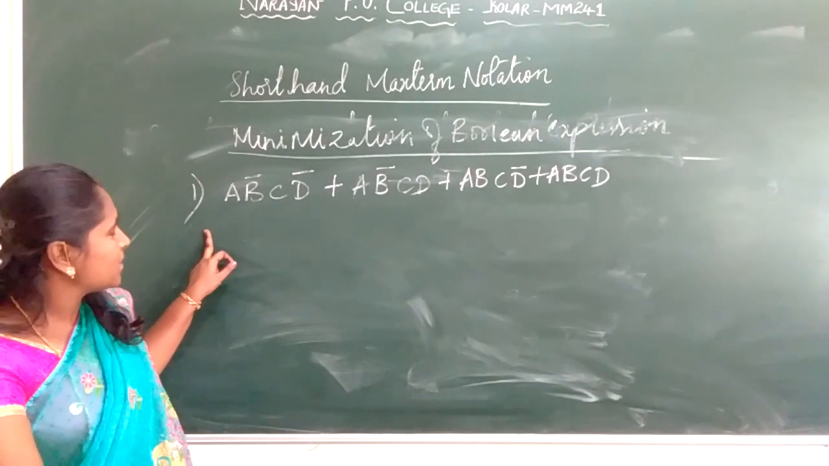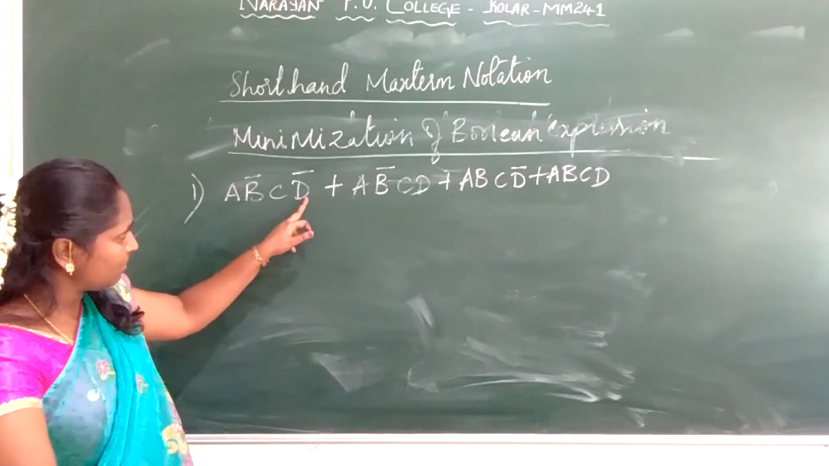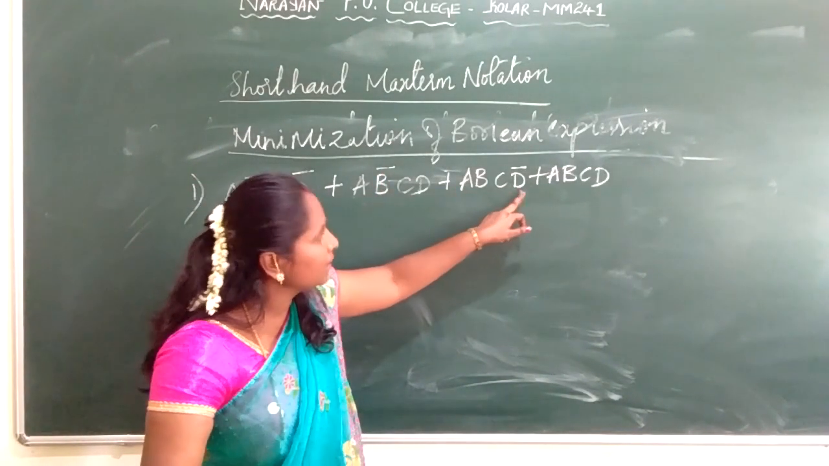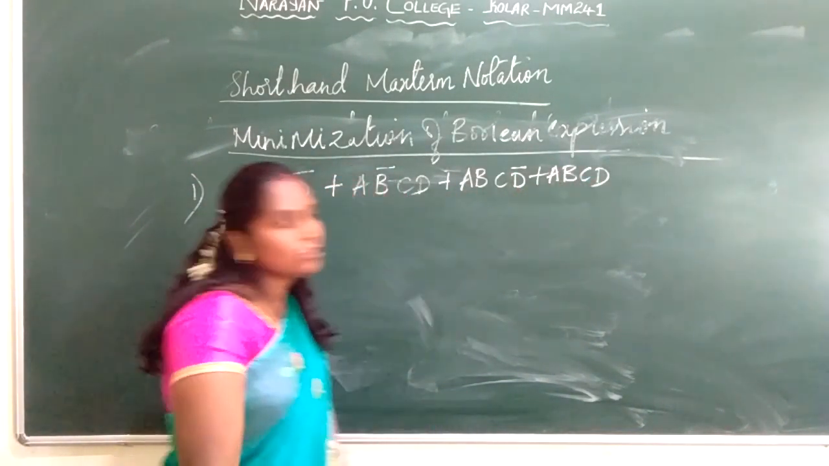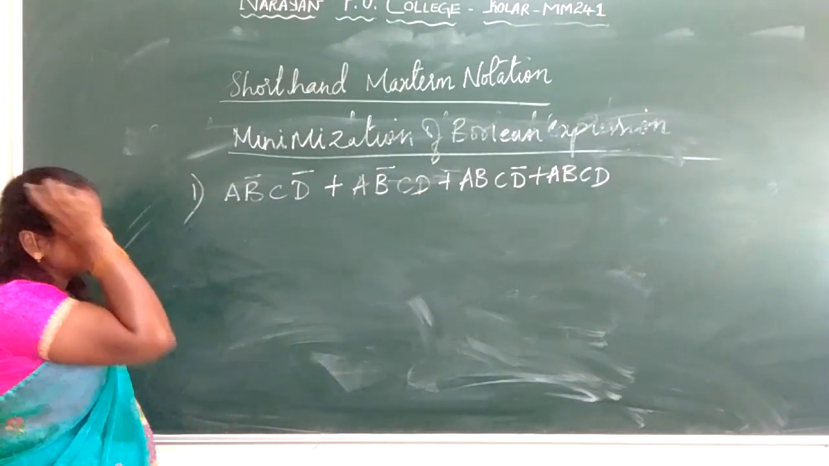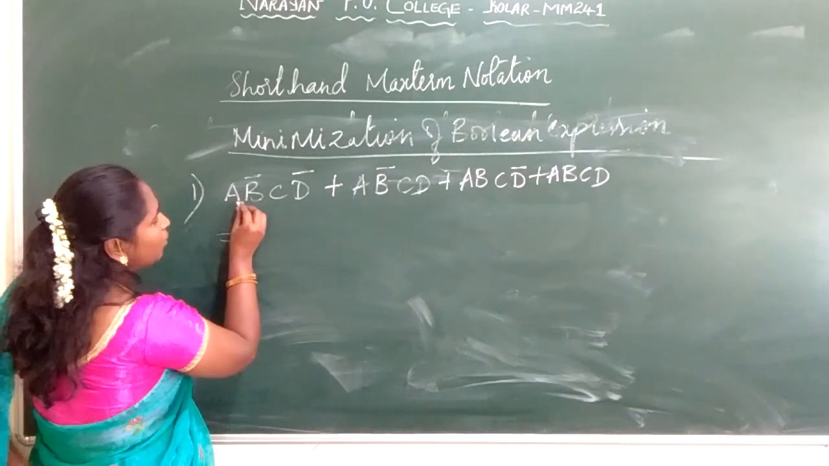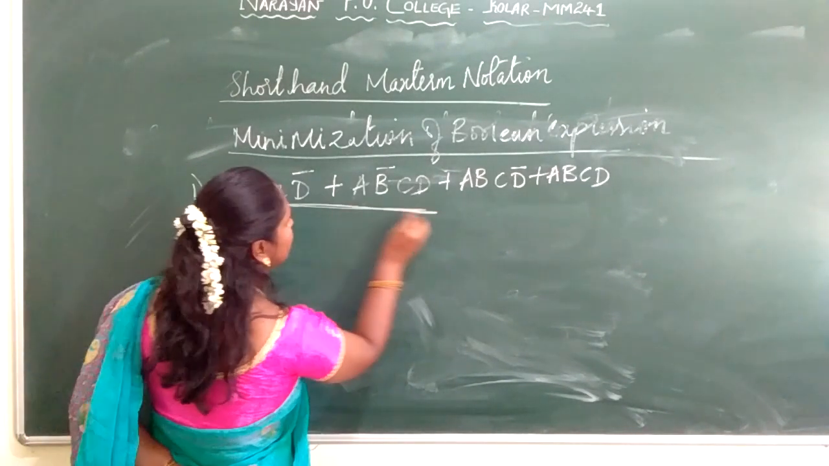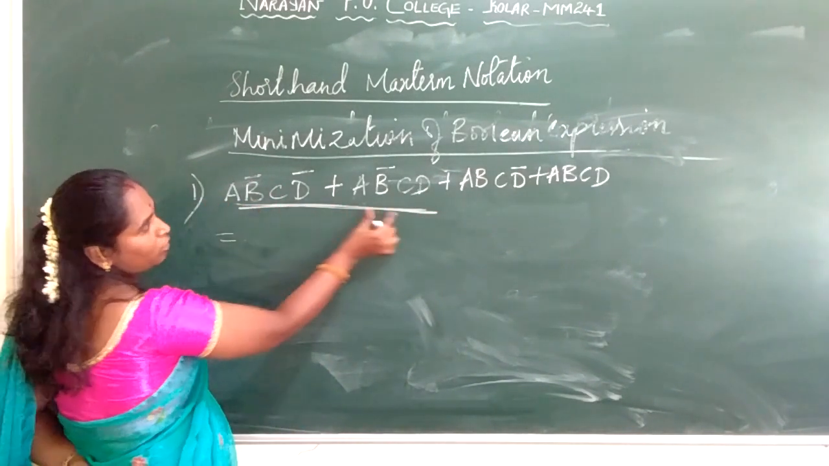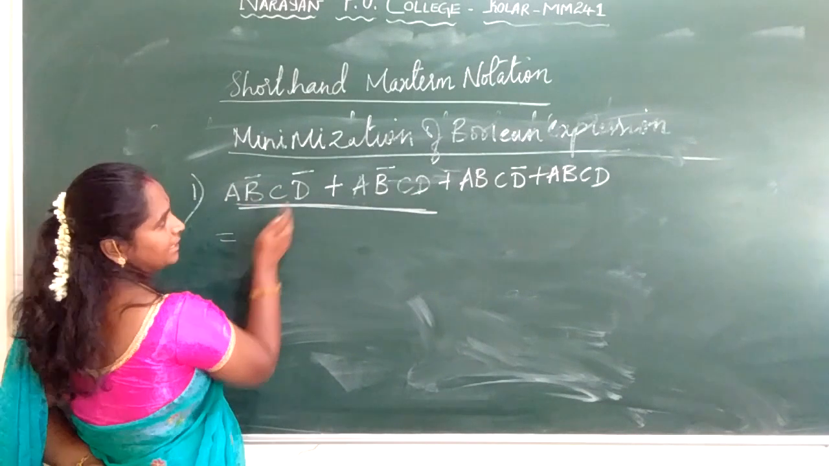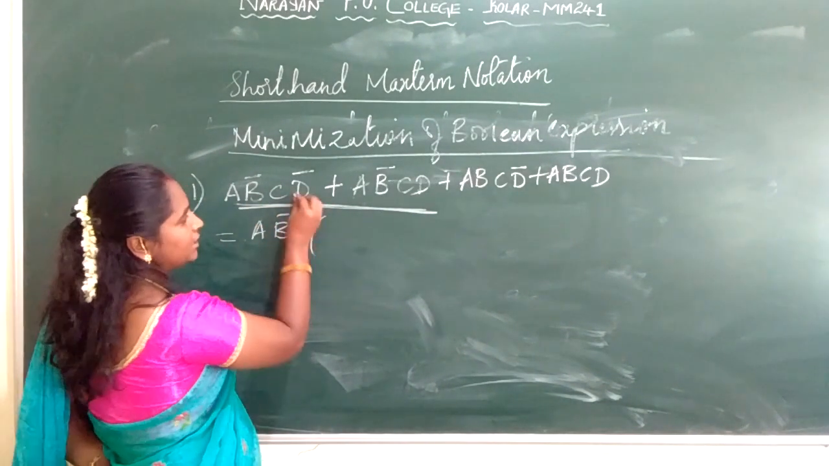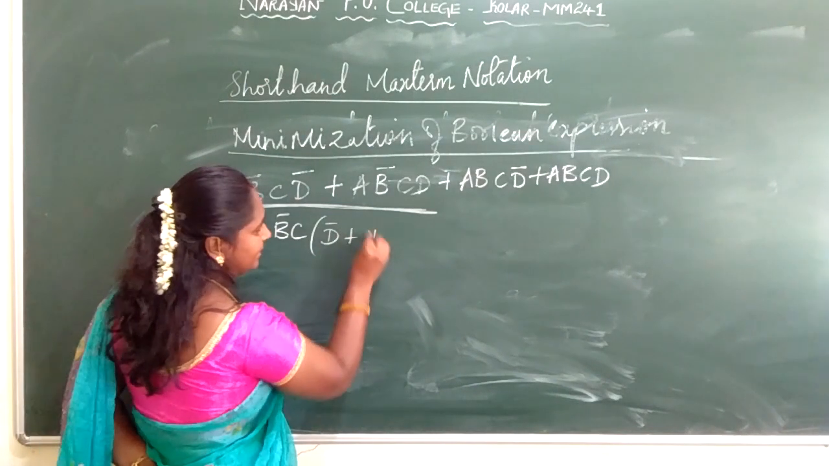So here the given expression is AB bar C D bar plus AB bar CD plus ABCD bar plus ABCD. From this expression you have to minimize. So you take the common part of these product terms. What is the common here? AB bar C. So I write AB bar C as common. Here D bar is left out, plus D.